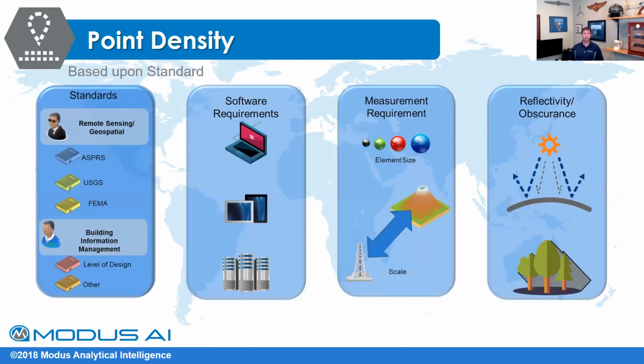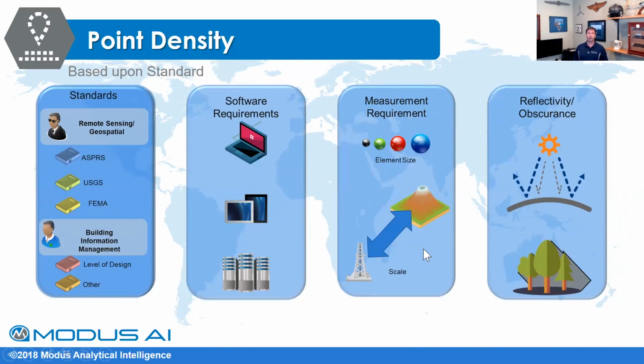Okay, and so the last part of point density is what standard are you going to base it on? I think tomorrow we'll have it up, but in LiDAR University, we have started to compile different geospatial remote sensing standards, whether it's ASPRS or USGS or FEMA. I think we have a few others. And if you're into building information management, if you're talking about level of design and how many points you need to do that kind of modeling, or if you're doing transportation, what DOT standard are you using? Because they all pretty much outline what point densities you need and what kind of quality assurance you need on your data sets.